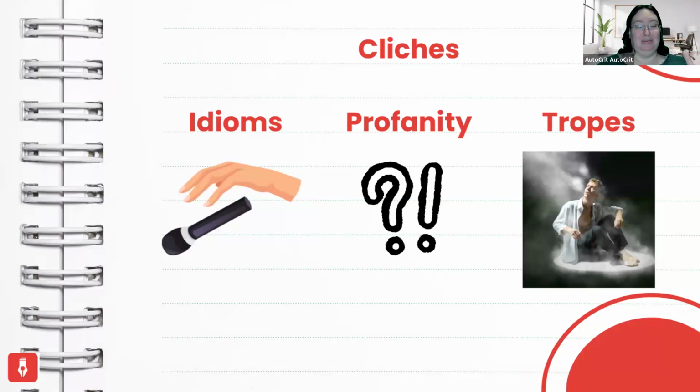But in the case of line editing, a cliché also means idioms or profanity or other things that are being used that aren't always going to be used by a demographic of people. And so AutoCrit's not going to tell you to cut those things out of your book, but it is going to point out that you have those things in your book so that you can decide whether or not they fit there.